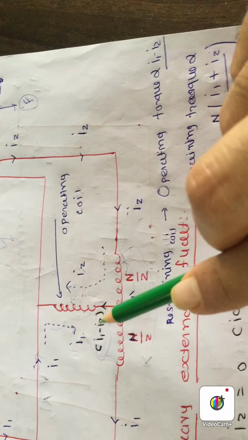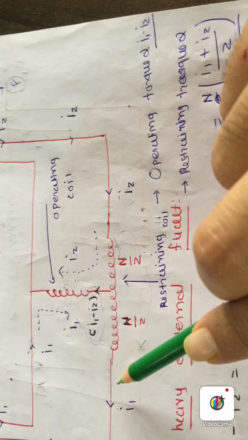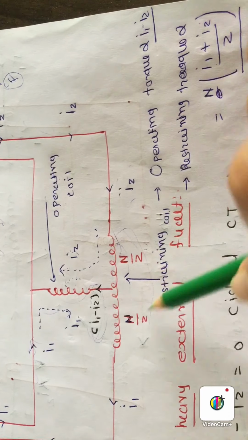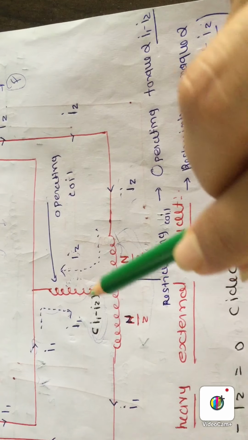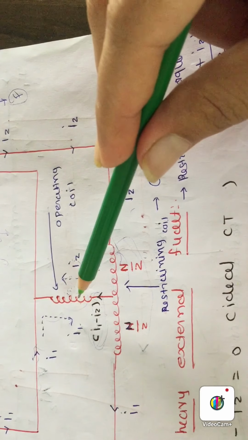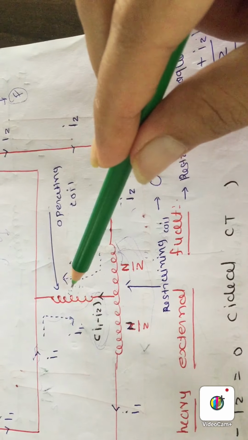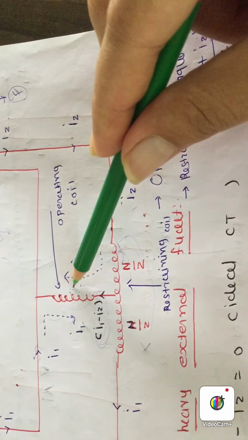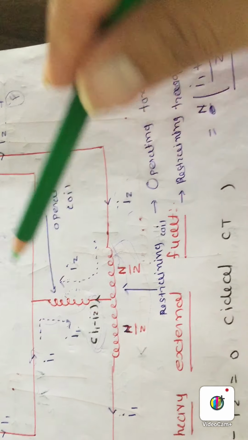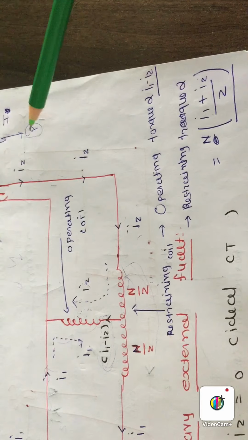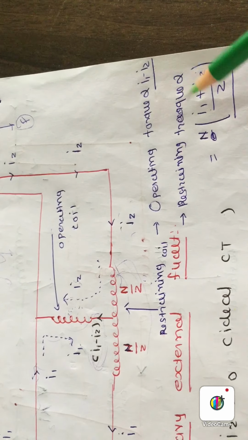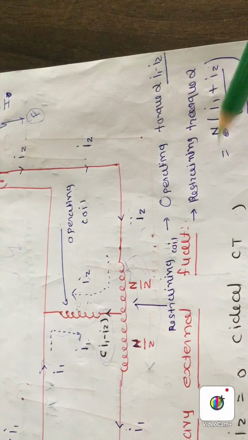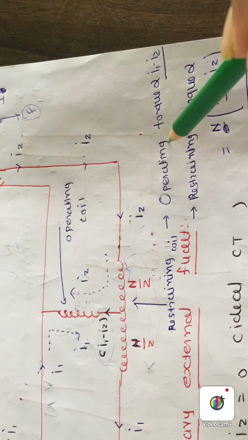Okay, why? Because I1 plus I2 into n by 2 is the torque produced by the retaining coil. And the torque produced by the operating coil is given by I1 minus I2 into the number of turns of the operating coil. Okay, so obviously you know that for external short circuit condition, this is the subtraction, this is the addition. That's why in normal condition the retaining torque will become greater than the operating torque.